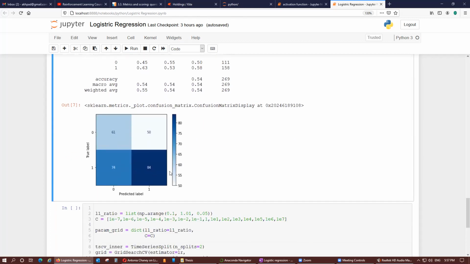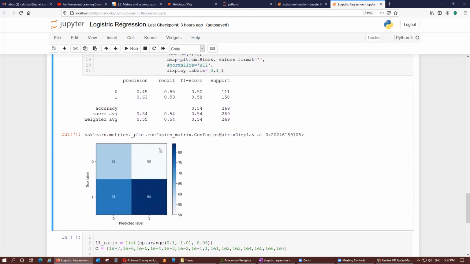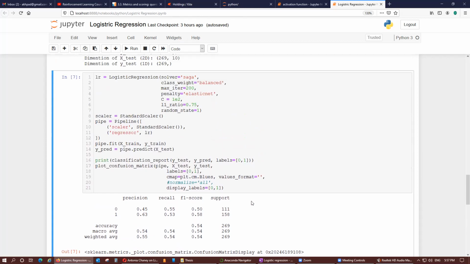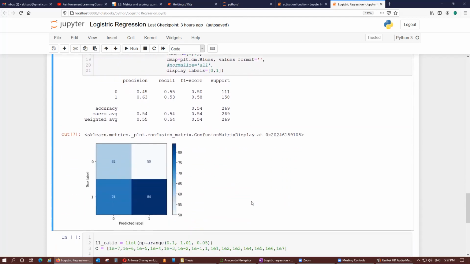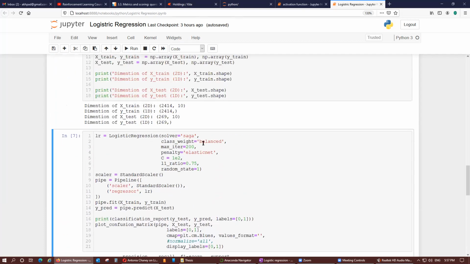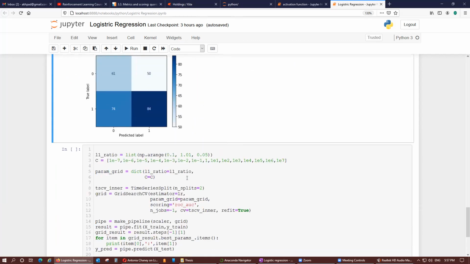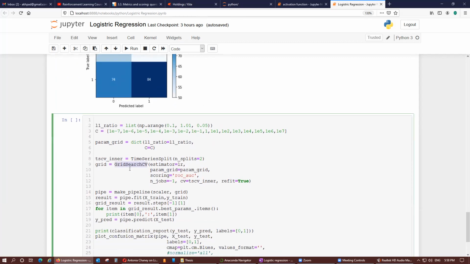And here is the confusion matrix. So what it says, out of 111, 61 are classified correctly. Out of 158, 84 are classified correctly. Okay, so you can change the parameters, and you can get some better values. The thing is that selecting hyperparameters by putting in values one at a time is tedious. So for that we have model selection, and here you can use the grid search cross validation.